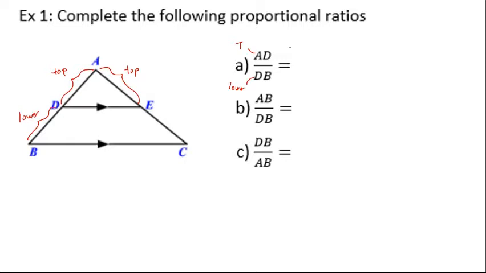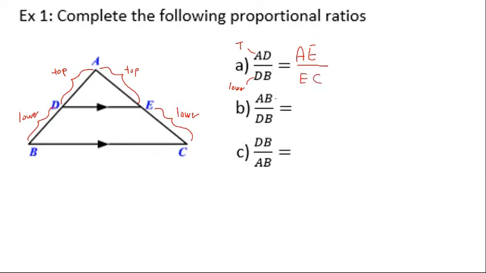So you put AD and AE, and then we put DB, and EC is also another lower part. So here, EC.